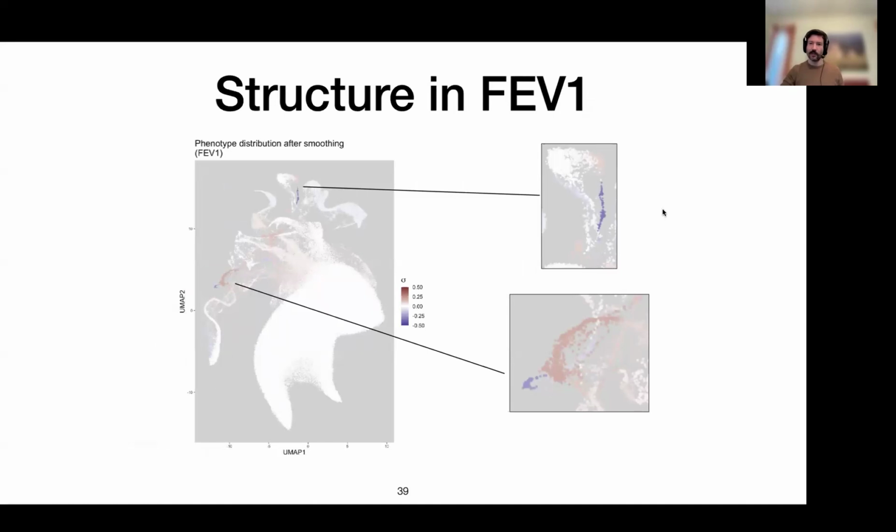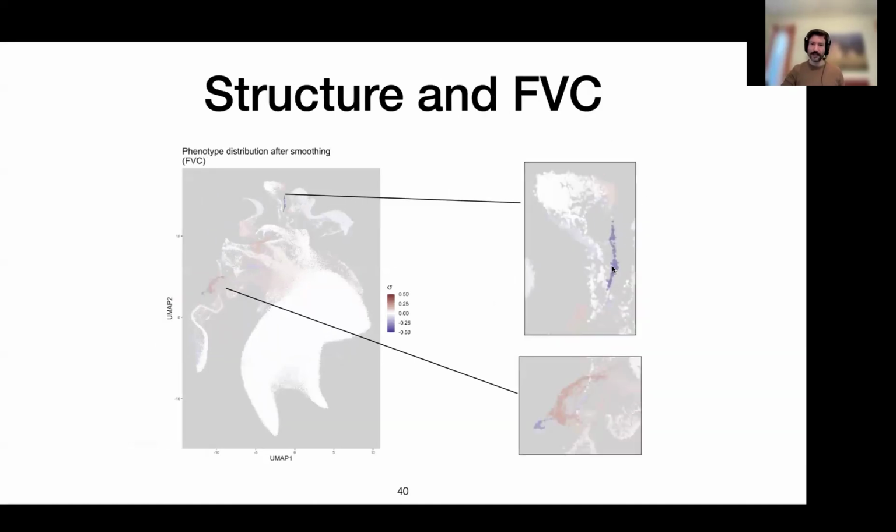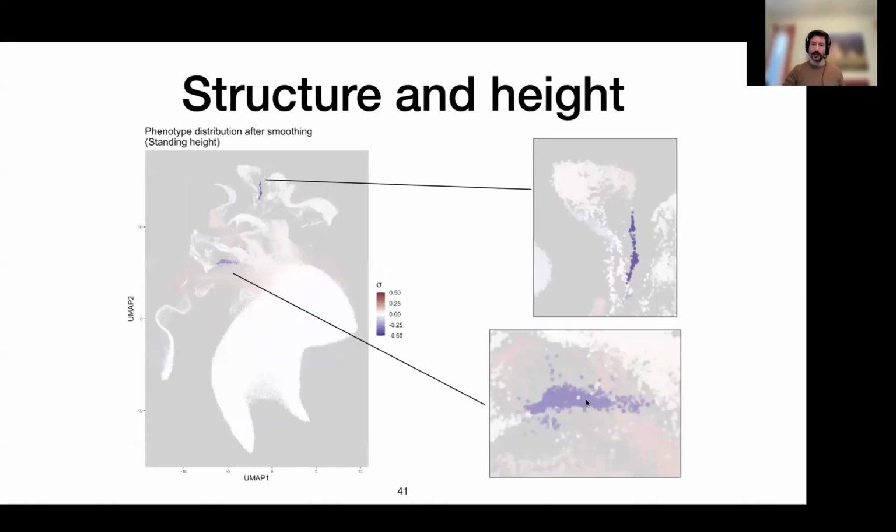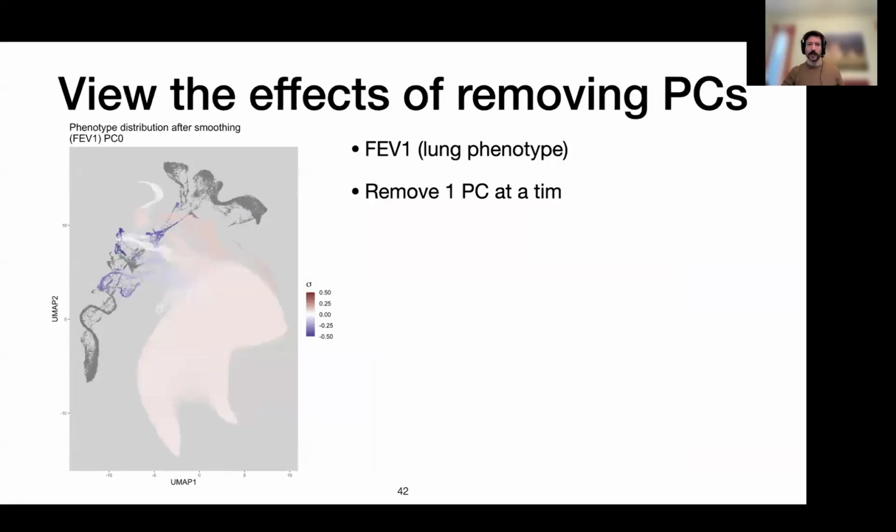So in here, this is FEV1, which is a lung phenotype. FVC, this is another lung phenotype related to FEV1. Height, you can see that these patterns still appear everywhere. And one of the things I decided to do was, well, what happened? Oops, that should say one PC at a time. Apologies to any Tims in the crowd. But what is the effect of removing one principal component at a time?